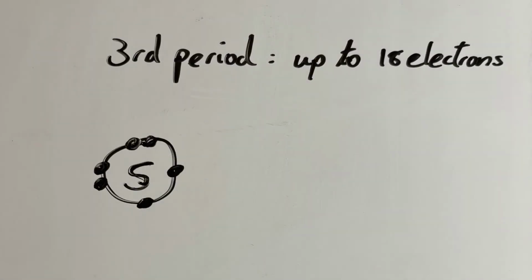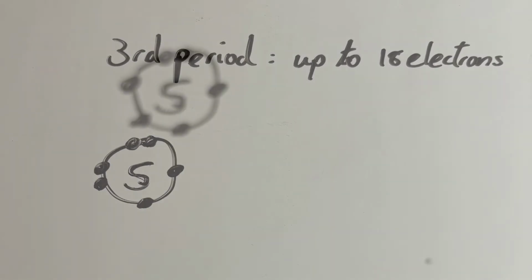Now, the number of bonds an element makes depends on the element itself. So sulfur is group 6, but it's in the third period, so it can hold up to 18 electrons. So it can arrange itself where it has 2 bonds, where it has 4, or where it has 6. And that creates variety in the shape of a compound.